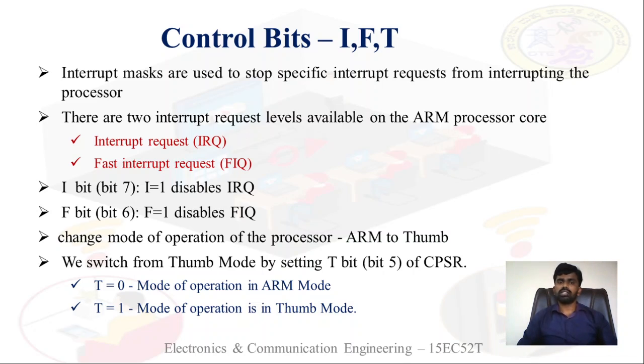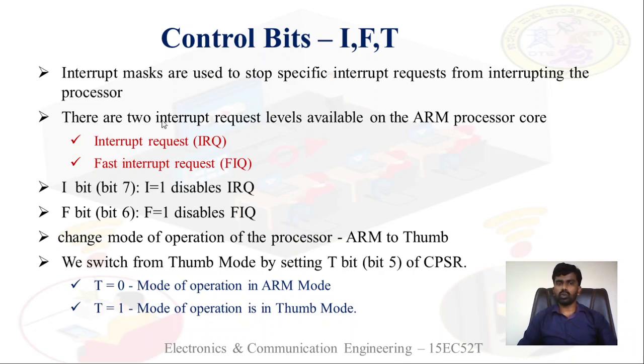Then these specific interrupts will be stopped by using these interrupt masks, that is I and F. In ARM, there are 2 interrupt mask bits present, that is I and F. These 2 interrupt mask bits are used to stop a specific interrupt request from interrupting the processor.